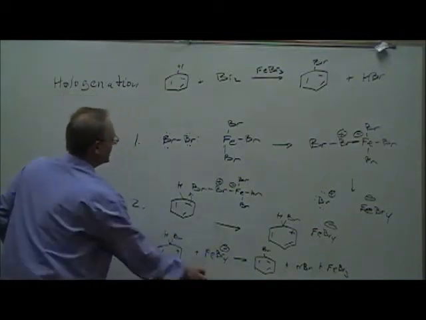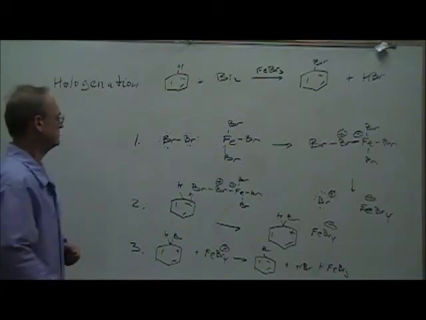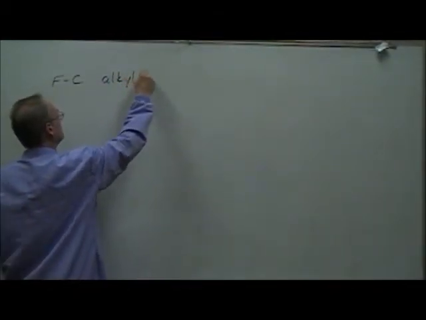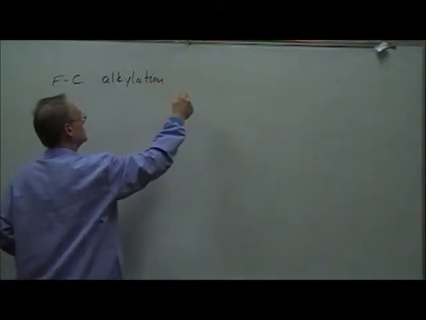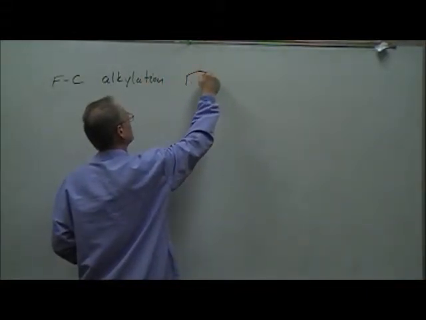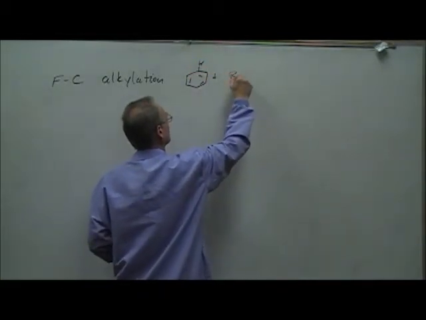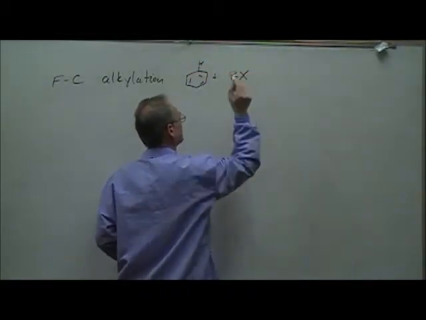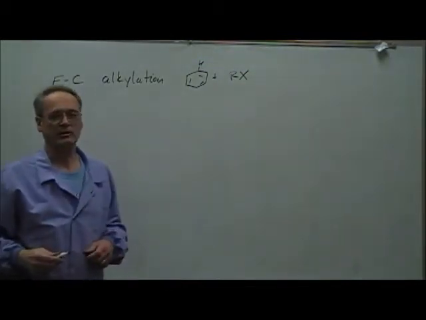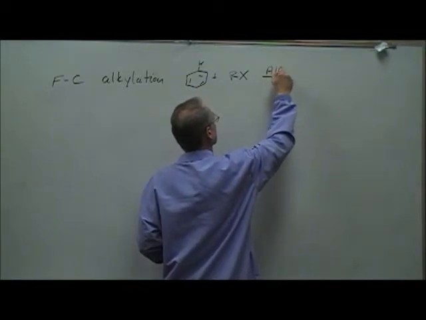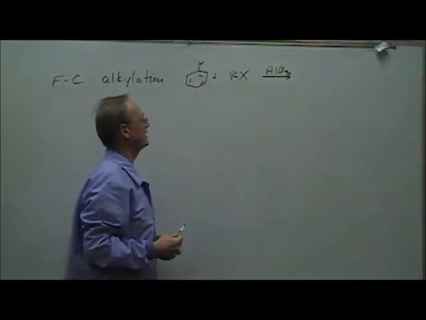Let's go on and look at the Friedel-Crafts reactions now. So, Friedel-Crafts, and I'm just going to use FC for the abbreviation, alkylation. Here's the overall balanced equation. Benzene ring with its hydrogen plus alkyl halide. I'm going to use RX, and again that can be chlorine or bromine, with aluminum trichloride as the catalyst.